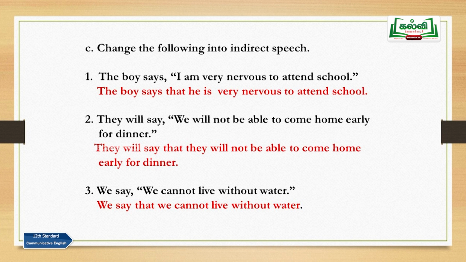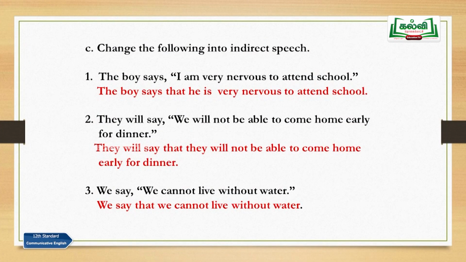I refers to the speaker who is the boy. So you use the pronoun he. The boy says that he is very nervous to attend school. So you cannot say the boy says that he was very nervous. So retain the present tense as it is and say he is very nervous to attend school. It happens now. It shows his present condition, his present situation, his feeling of nervousness.